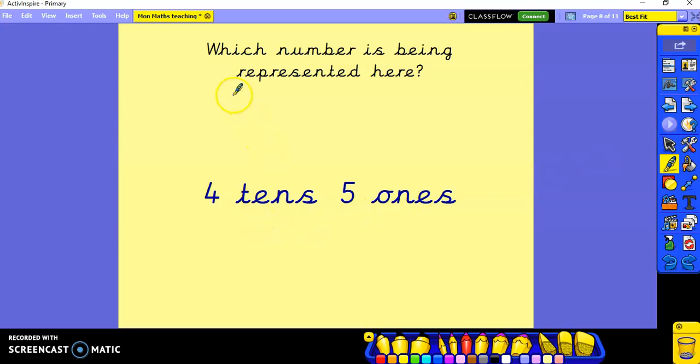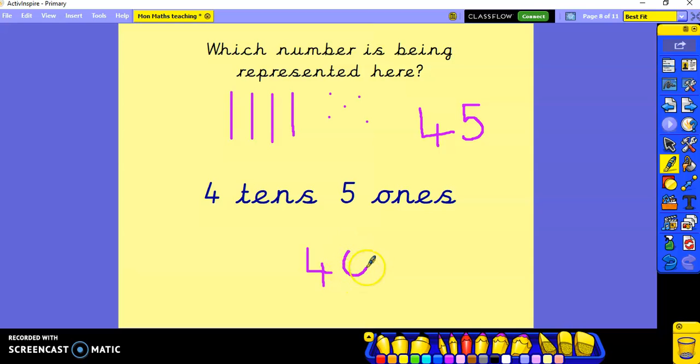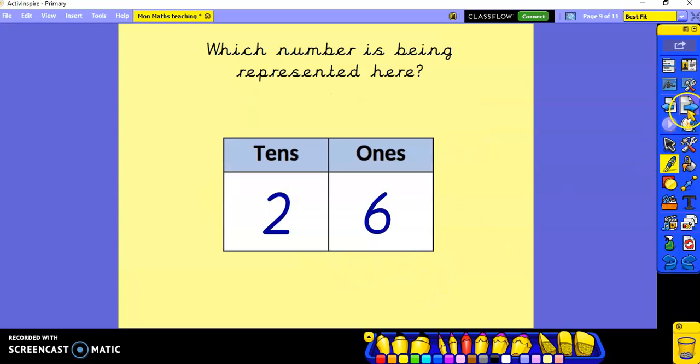Right, 4 tens and 5 ones. I'm going to start it off by drawing my sticks and stones. So I'm going to draw 4 tens and 5 ones. So I've got 10, 20, 30, 40, 41, 42, 43, 44, 45. I've got the number 45. And I could write that as my partitioning number sentence. 40 add 5. Fantastic.